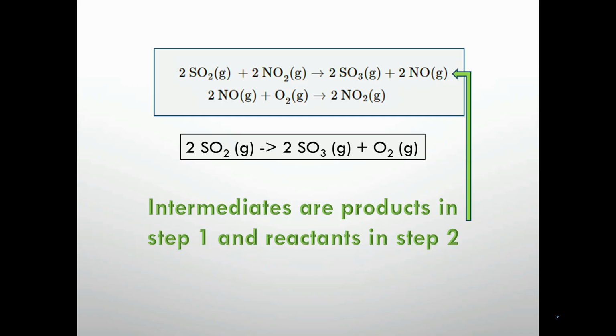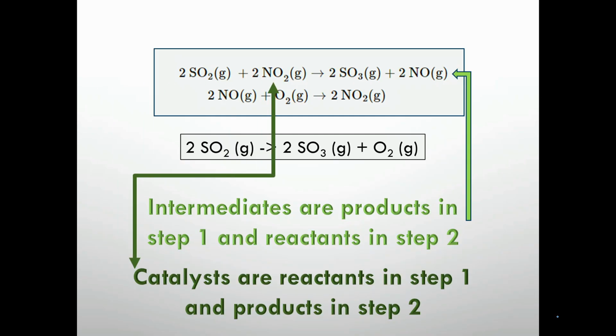But NO2 is a catalyst. Catalysts are reactants in step 1 and products in step 2. So catalysts are things that I add at the beginning that come back out at the end exactly like they started. Intermediates are things that I make and then use up and they disappear. So this reaction has both intermediates and catalysts in it.